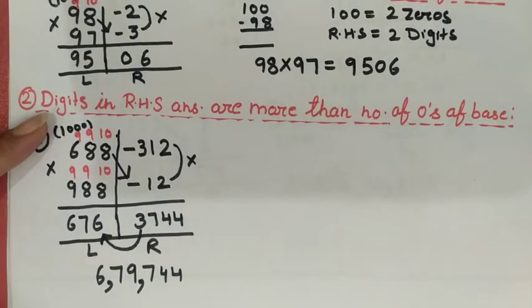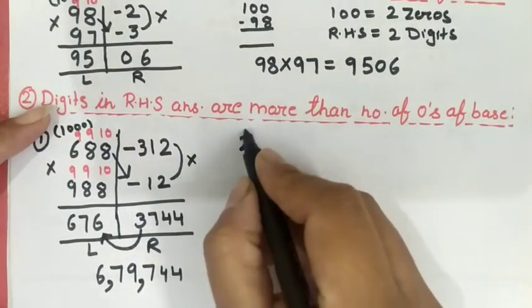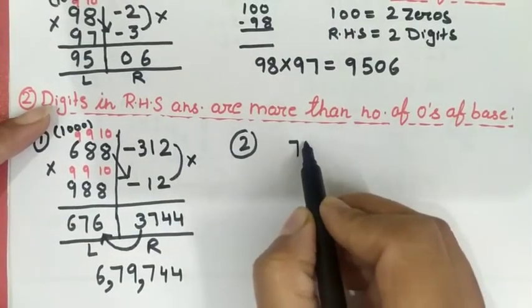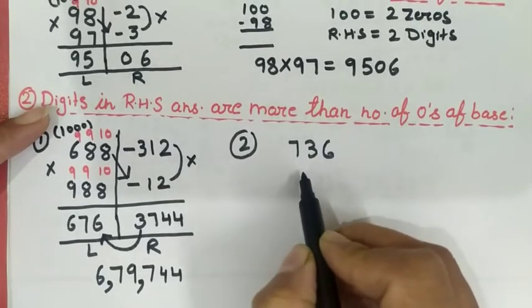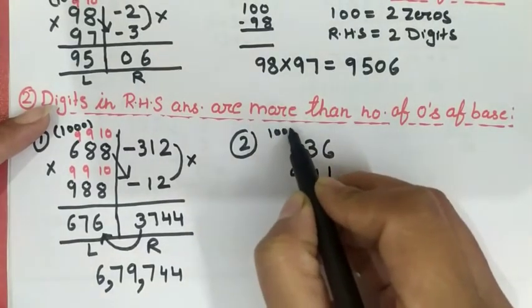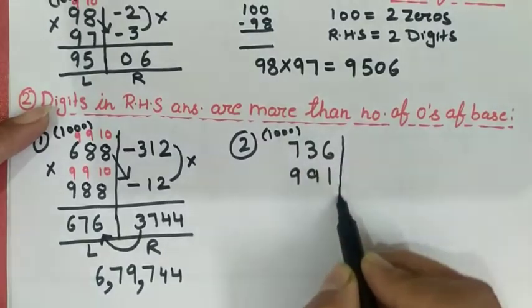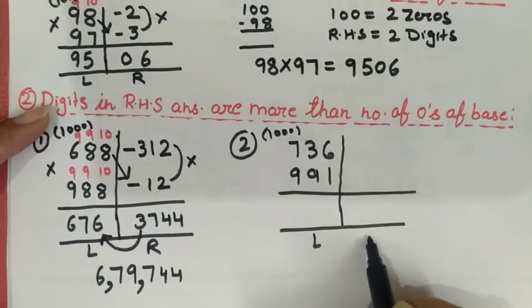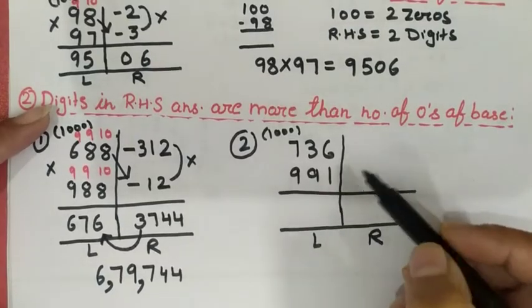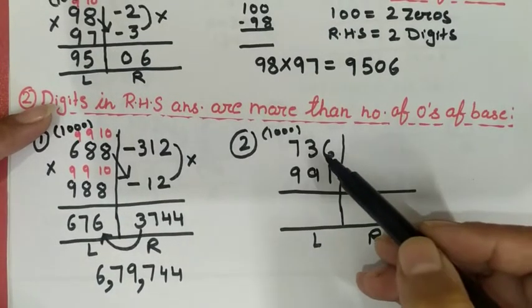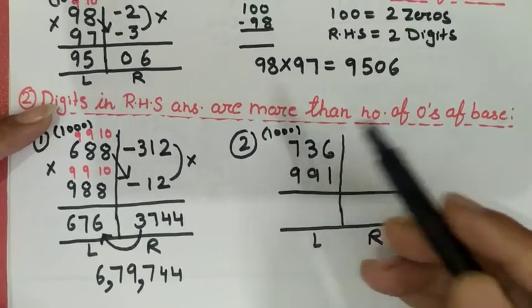Let us discuss one more example, the last example. We want to multiply 736 by 991. Both of these numbers are close to base 1000. Applying the base method, divide the quotient into two parts, left hand side part and right hand side part. On the right hand side part, you need to write the differences of your numbers from the base.